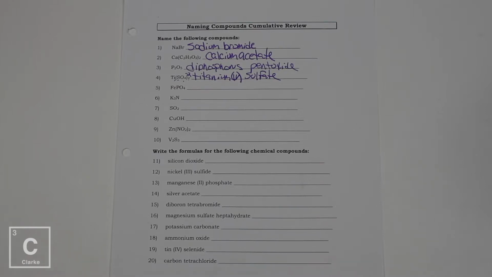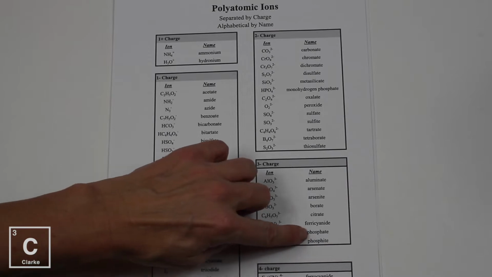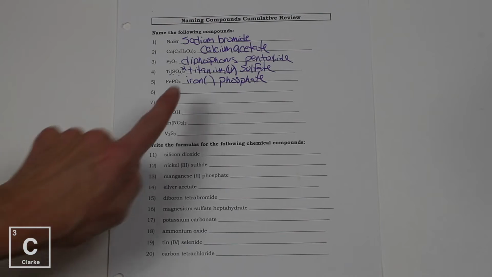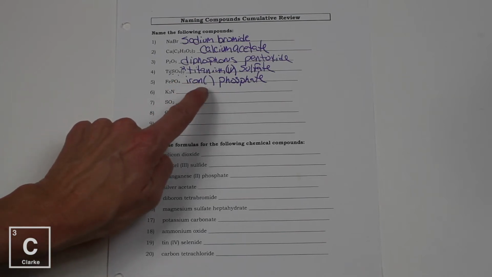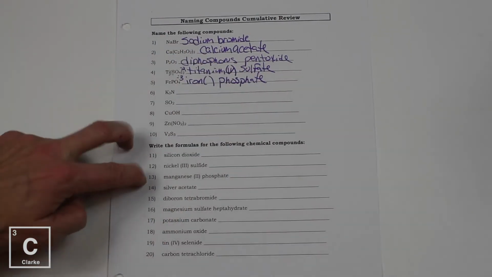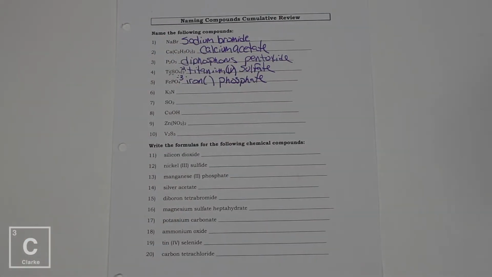FePO4. Iron. Fe is iron. Again, transition metal, must have a Roman numeral. PO4, that's phosphate. Phosphate has a -3 charge. So if we write iron, I left a space for our Roman numeral, phosphate. Phosphate has a -3 charge. Now we would multiply and divide. But let's notice something. This phosphate does not have parentheses. When a polyatomic ion does not have parentheses, that means there's only one of them.